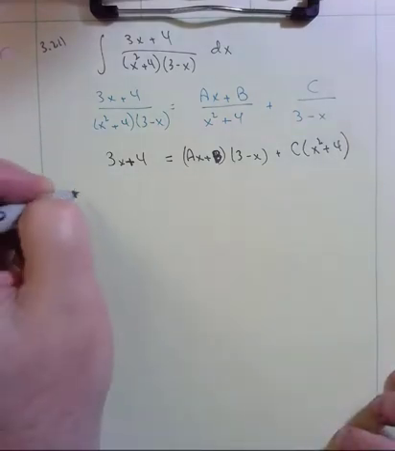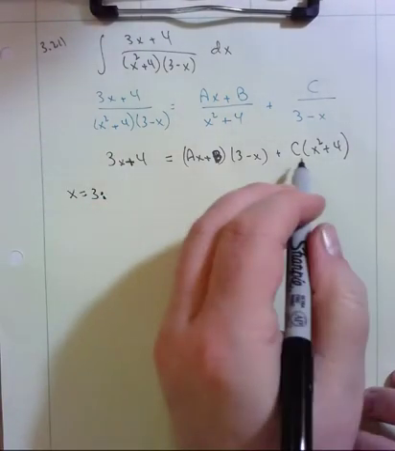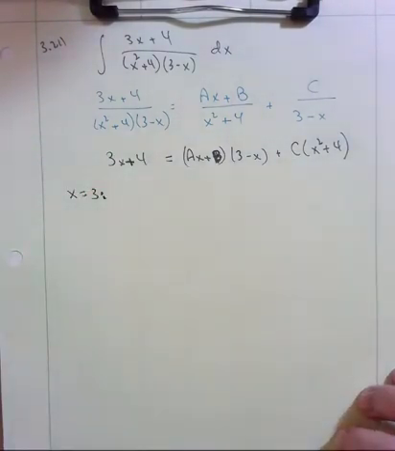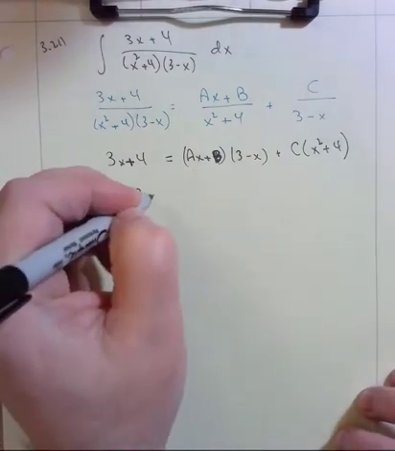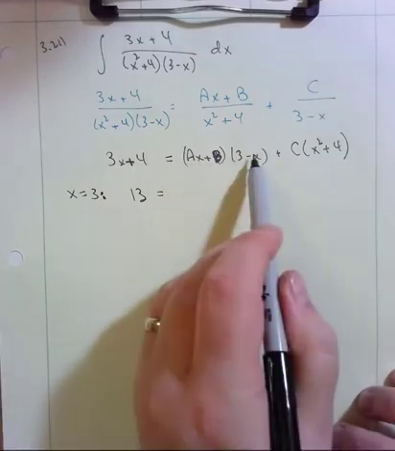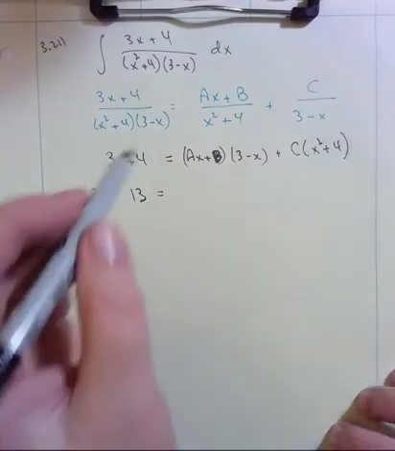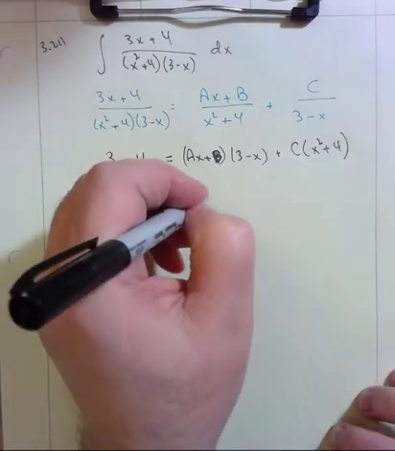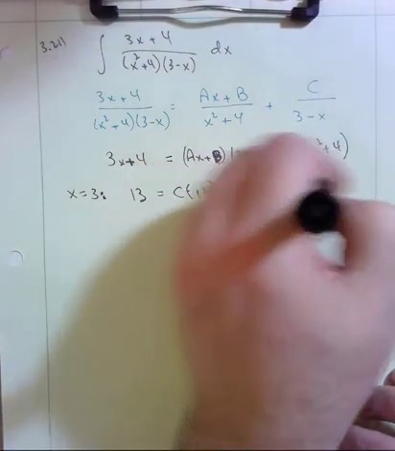For example, if I were to say, hey equation, what do you look like when x is equal to 3? Well, this left-hand side is 3 times 3 plus 4, 13. When x is 3, 3 minus x is 0, so this whole term is gone. And when x is 3, we have 9 plus 4 again. And we end up with this. That tells us that c has to be 1.